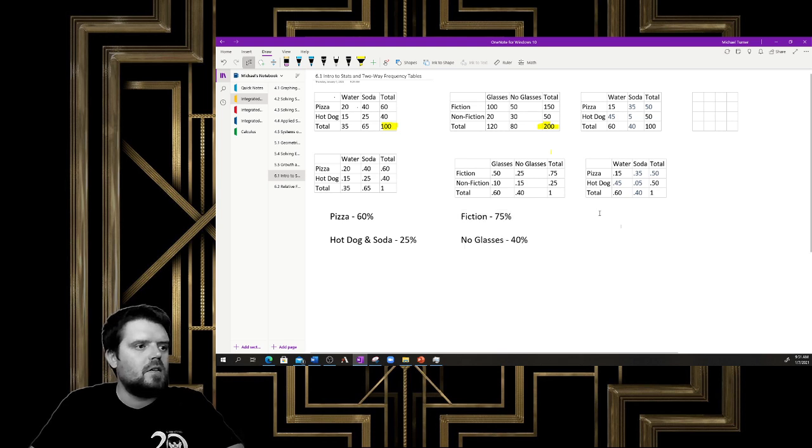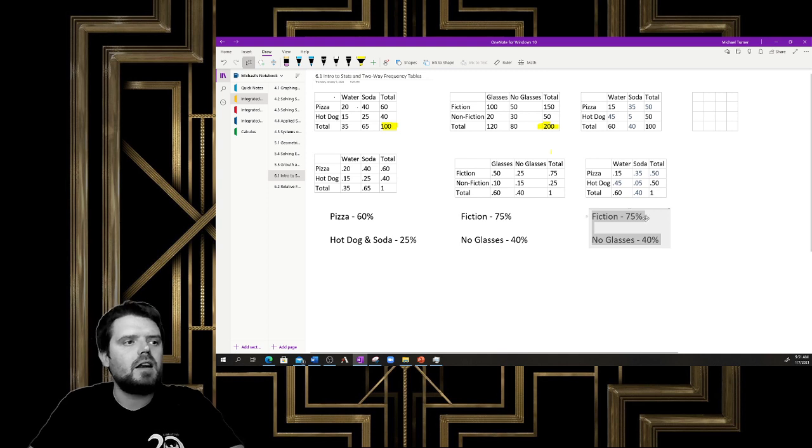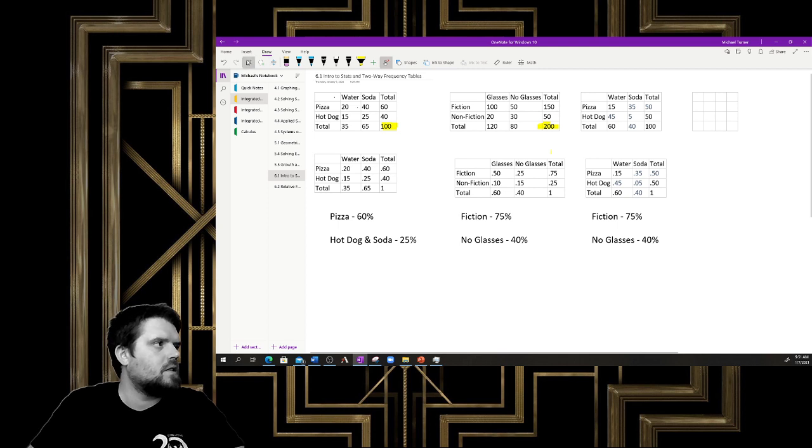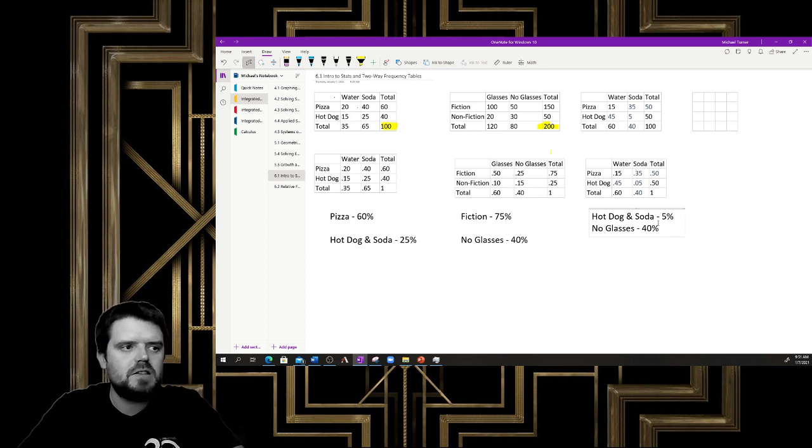So again, looking at this table, if I ask you to calculate the probability of someone that ordered a hot dog and a soda, say hot dog and soda, and go to where those two intersect. That's 0.05, so as a percentage, the probability is 5%.